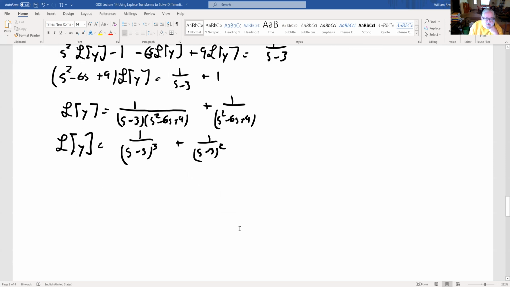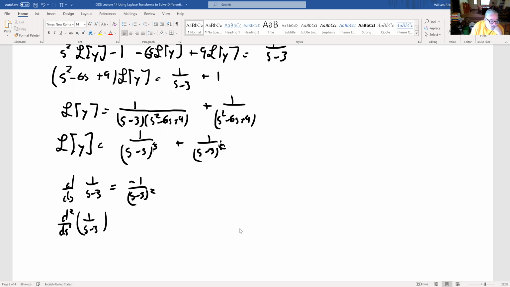Great. So these exponents in the denominator are telling me that differentiation happened, right? So we'll note that the derivative of 1 over s minus 3 is minus 1 over (s minus 3) squared. The second derivative of 1 over s minus 3 is the derivative of this thing, which is going to be 2 over (s minus 3) cubed. So this term here is 1/2 the second derivative of 1 over s minus 3. This term here is the negative of the derivative of 1 over s minus 3.